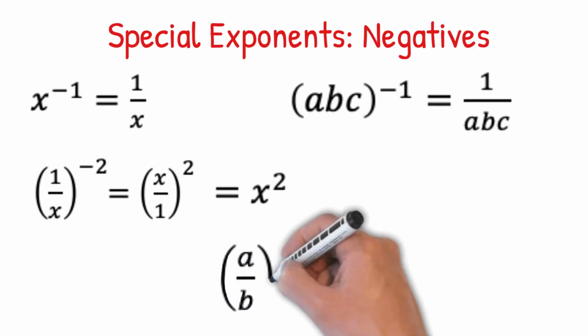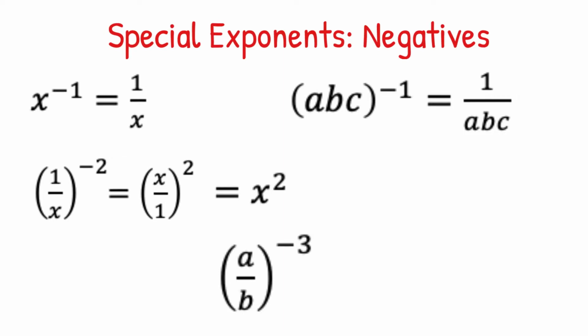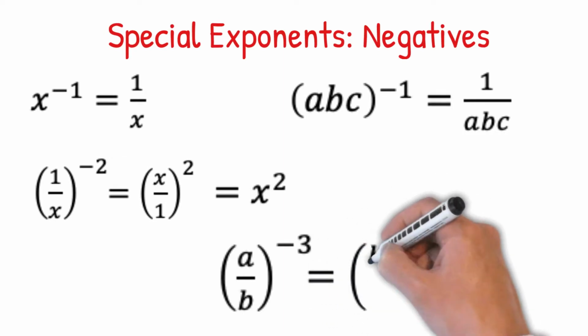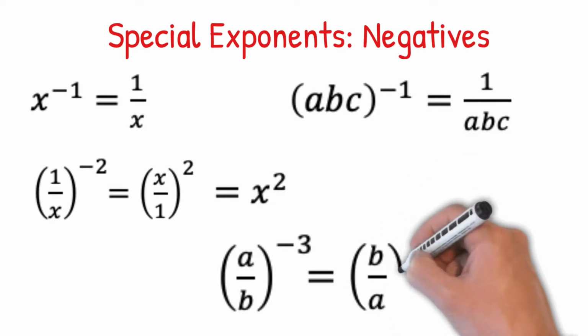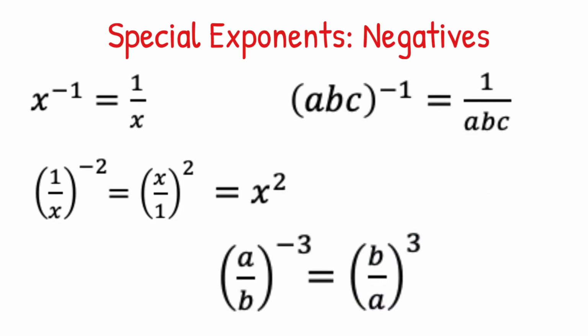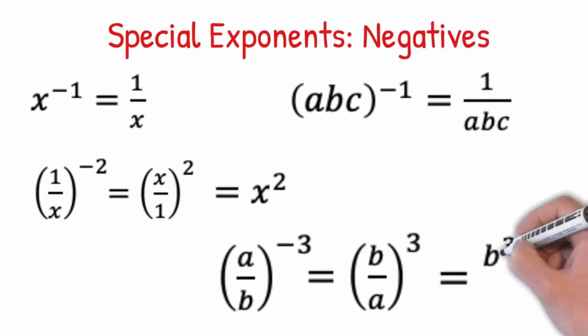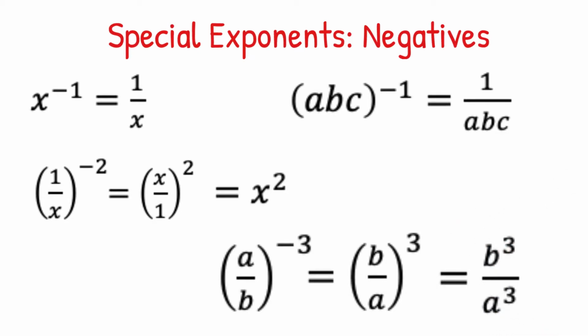The quotient a over b raised to the negative 3, begin by flipping that. So change a over b to b over a and make the exponent positive. So now we have the quotient b over a to the 3. Then we would apply that exponent to the numerator and the denominator to get b to the 3 over a to the 3.